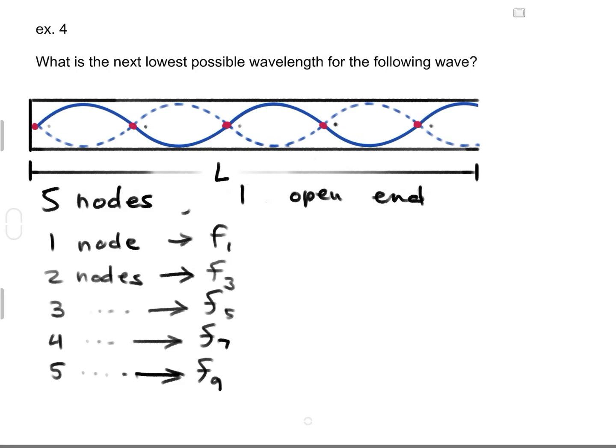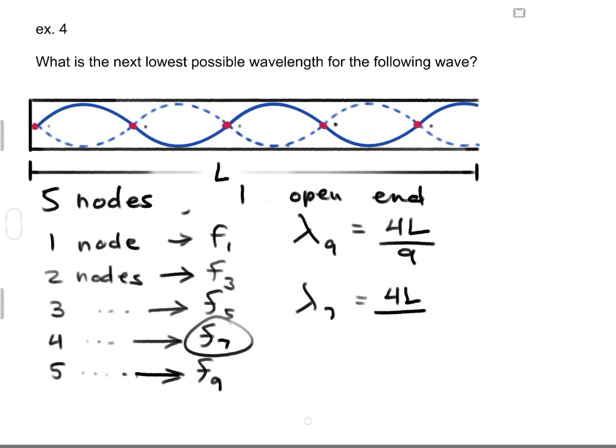The next possible lowest wavelength for this one has to correspond to F7. Okay? So when you have wavelength 9, this is going to be 4L divided by 9. Wavelength 7 would be 4L divided by 7. And that is the next possible lowest wavelength. So if you were to follow the pattern, you would see 4L, 4L over 3, 4L over 5, 4L over 7, 4L over 9, etc.